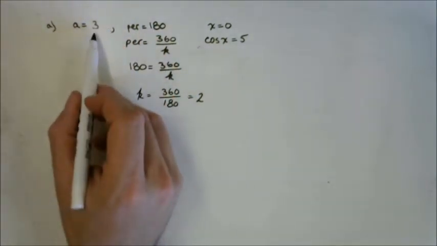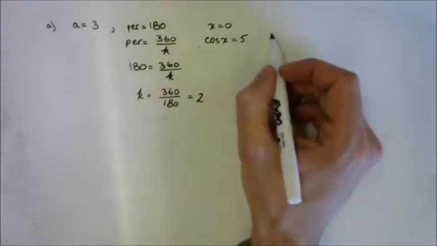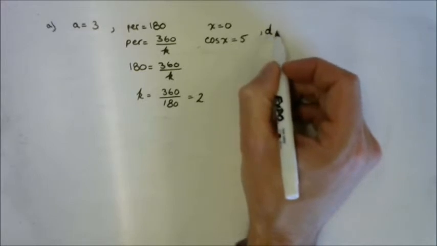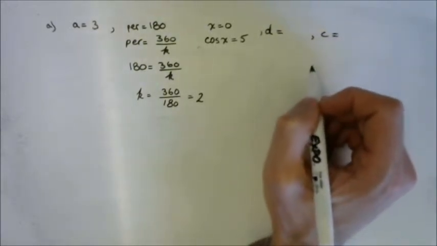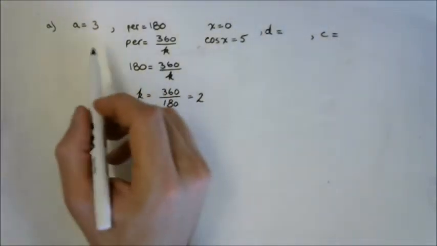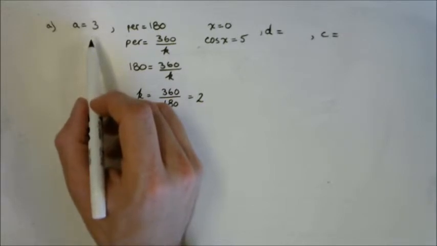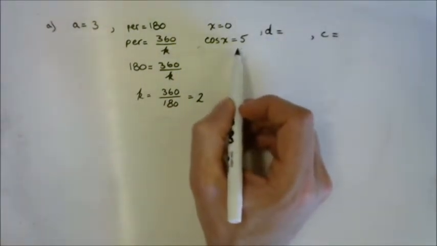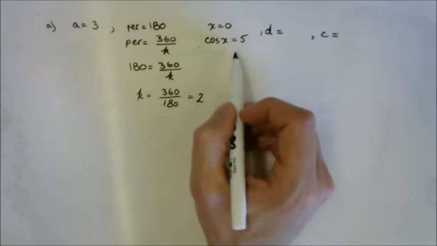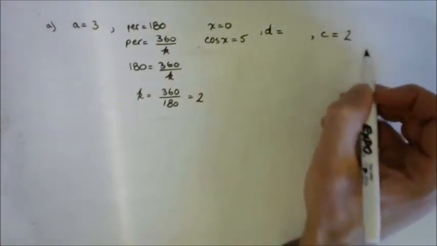We've stretched it by 3, but the max is at positive 5. So what other parameters are we missing here? We'll talk about D again in a second. But what's C? If you have a stretch of 3, Vlad, I would typically put the max at 3, right? But it's not at 3, it's at positive 5. So what else happened? It shifted up 2. So C is positive 2.